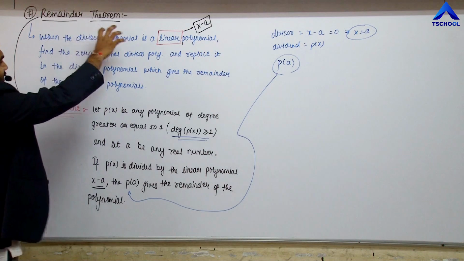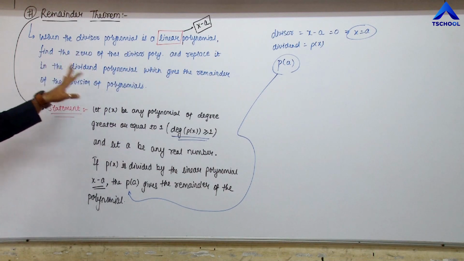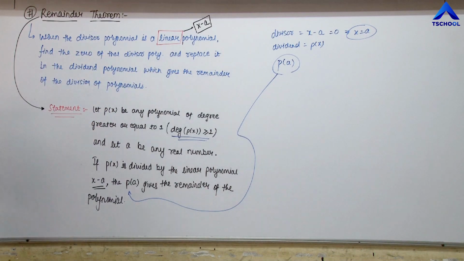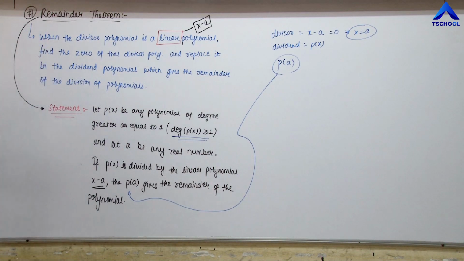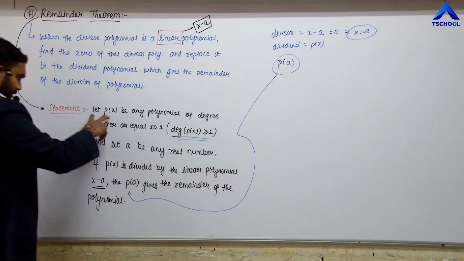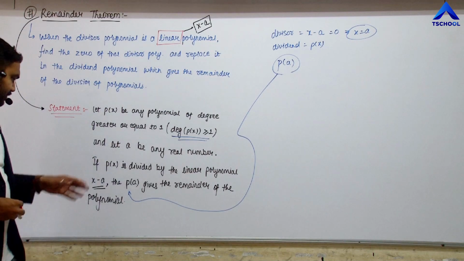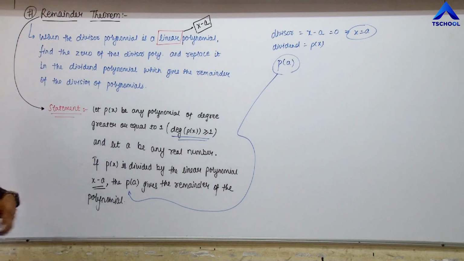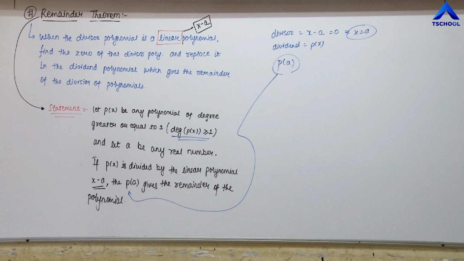So again, when the divisor polynomial is a linear polynomial, find the zero of that divisor polynomial and replace it in the dividend polynomial, which gives the remainder of the division of the polynomials. And the actual statement of the remainder theorem goes like this: let p of x be any polynomial of degree greater than or equal to 1, and let a be any real number. If p of x is divided by the linear polynomial x minus a, then p of a is the remainder. Is it clear, friends? That is how the remainder theorem works.